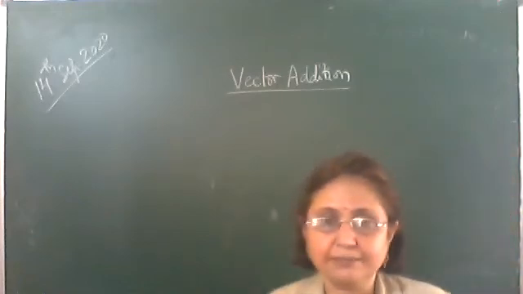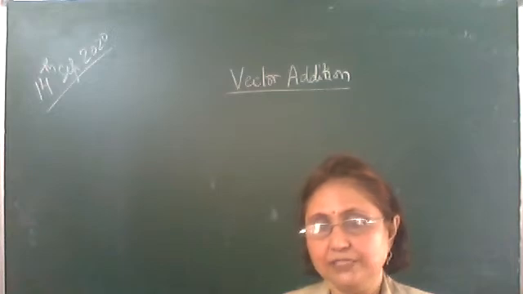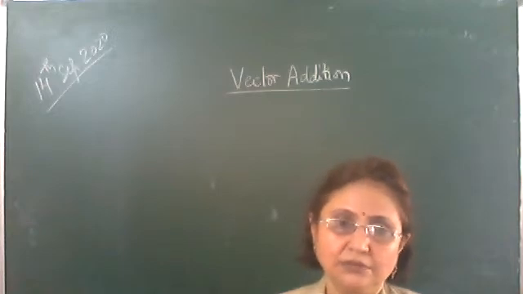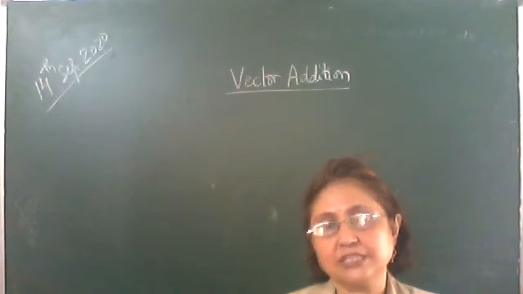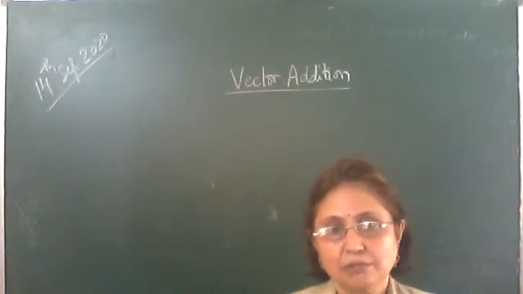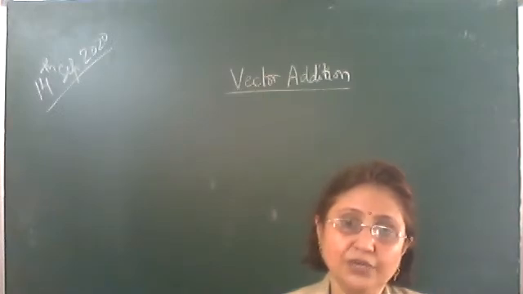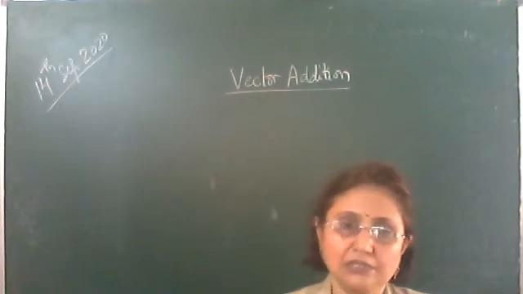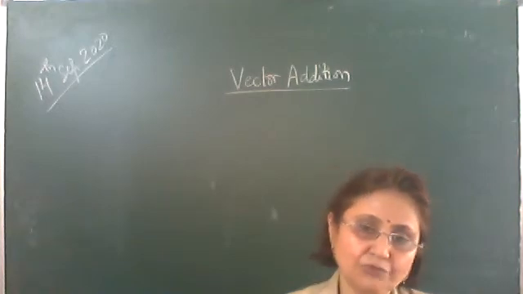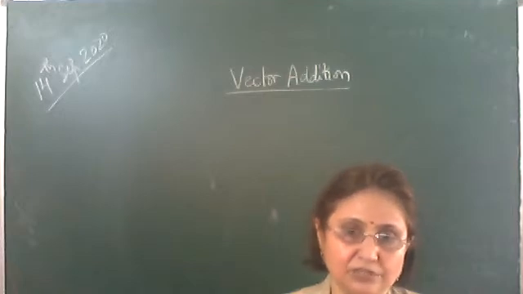Scalar addition, by simple algebraic operations you can add or subtract. For example, two masses are given, 20 grams and 30 grams. Simply you can add and say that it is 50 grams. But if two velocity vectors are given, one 20 meters per second, the other 30 meters per second, moving in different directions, it cannot be added as 20 plus 30 equals 50. So vector addition is not as simple as scalar addition.